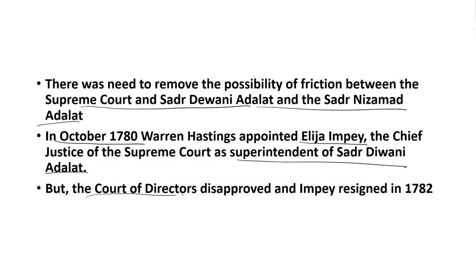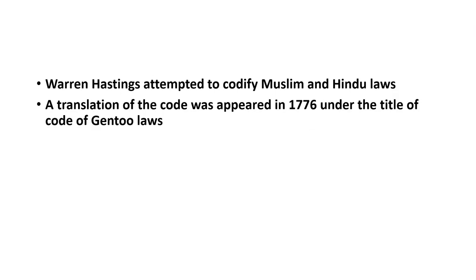But the appointment of Elijah Impey as the superintendent of the Sadar Diwani Adalat was disapproved by the Court of Directors. They managed the affairs of the English East India Company in London. Once this Court of Directors disapproved the appointment, he was forced to resign. In 1782, Elijah Impey resigned as the superintendent of the Sadar Diwani Adalat. In addition to these judicial reforms, he also used to codify Hindu and Muslim laws. A translation of this code was published in 1776 under the title of the Code of Gentoo Laws.